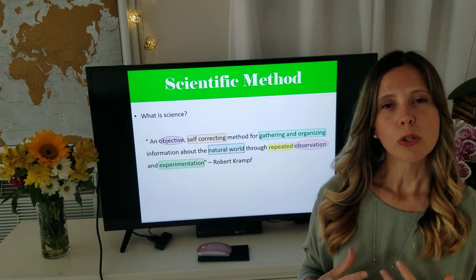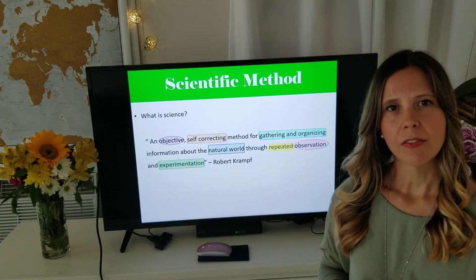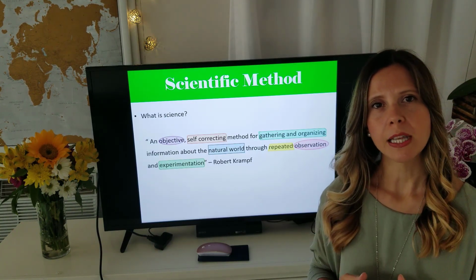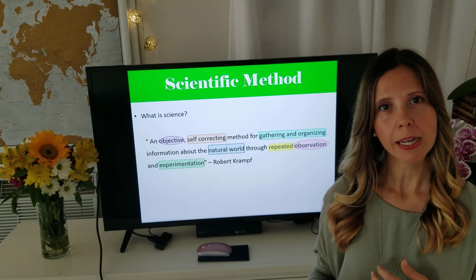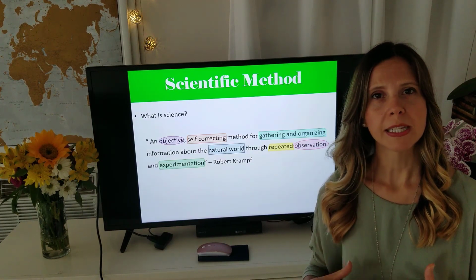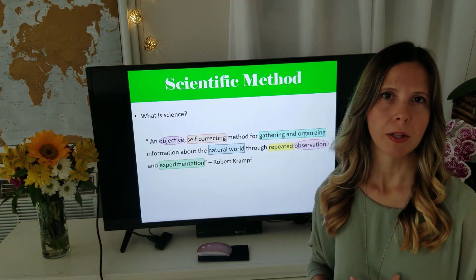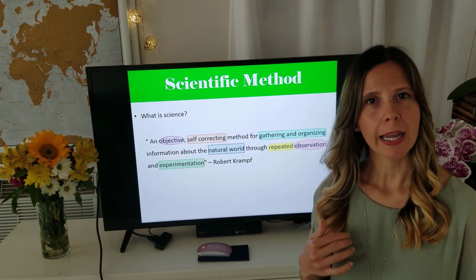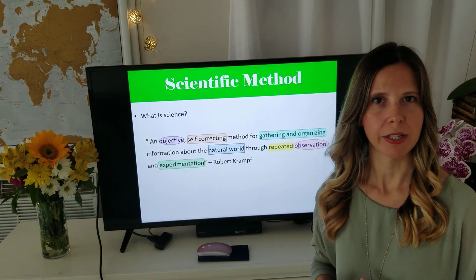In science, it's also really important that we gather the information that we obtain through our experiments and observations, and we organize that information so that other people may have access to it and may build on top of it. So very importantly, science needs to be open and accessible to everyone. And it needs to be open to challenge by anyone at any time as long as there's sufficient evidence.